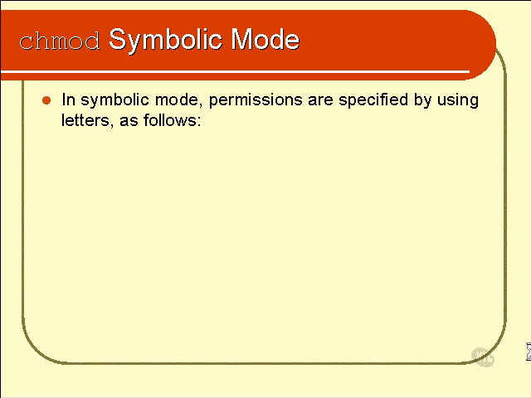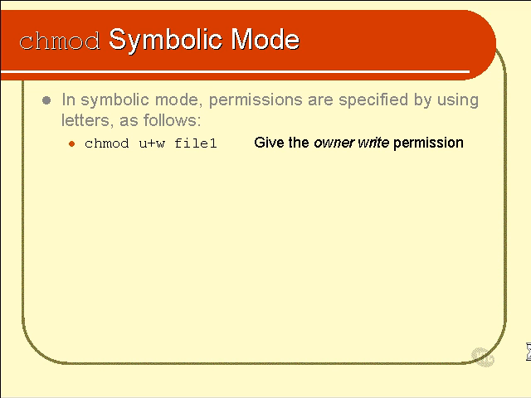In symbolic mode, the permissions that you need to specify are done using letters. Here are some examples. We might type in Chmod and then u plus w of any given file. Now, u in this case means the owner or the user. u is short for user, but in this case means the owner. The owner, we're going to add w permission. So we're going to add write permission for the owner. So we're going to give ourselves write permission.